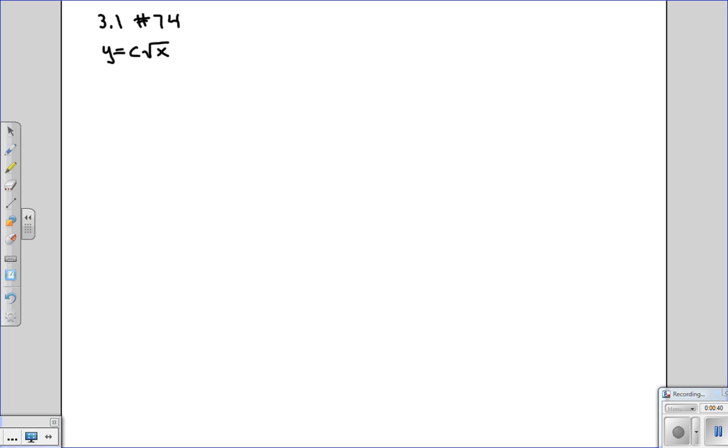And the question is, for what value of c is this function y equals c times square root of x tangent to the line y equals 3/2 x plus 6?